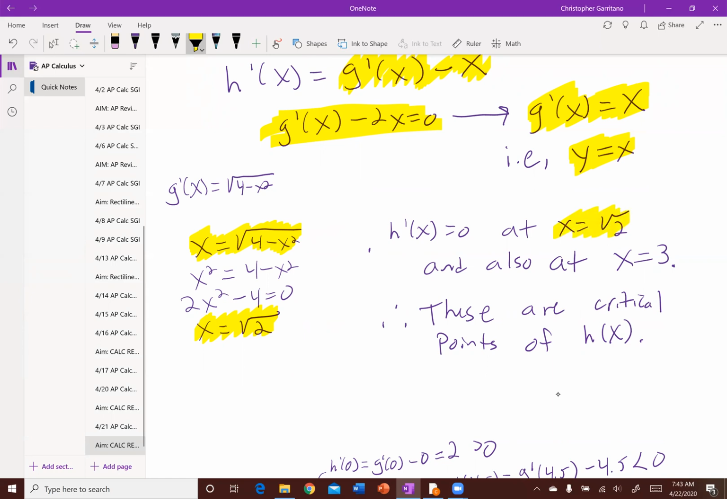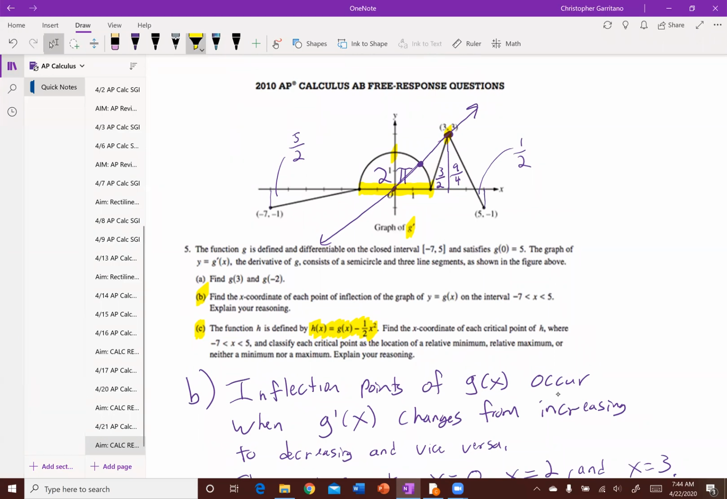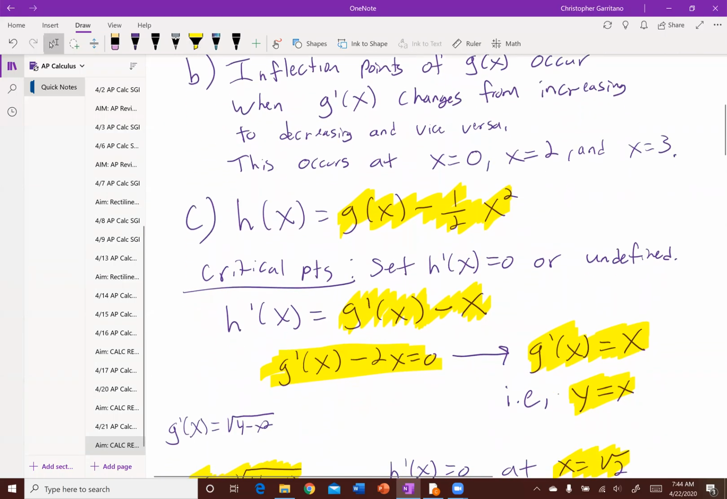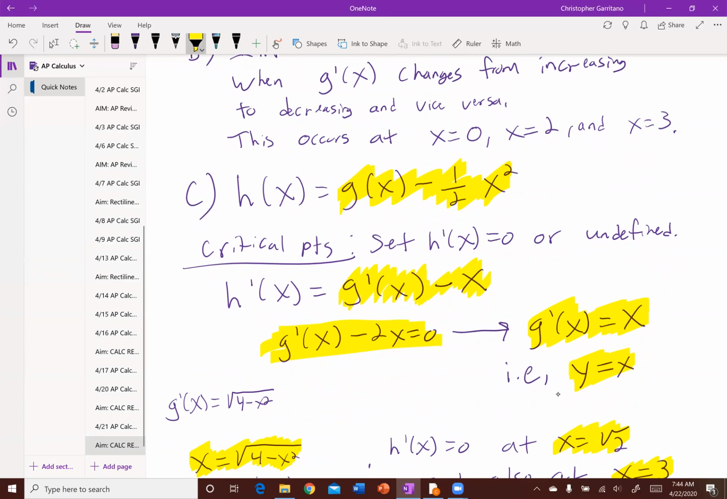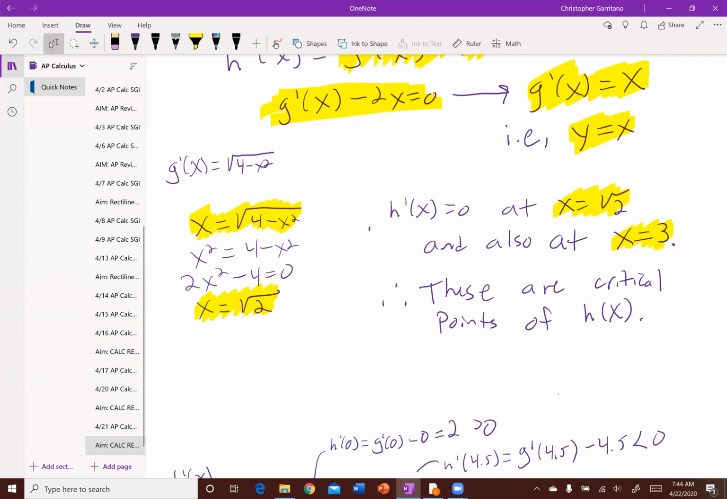As you can see here, h prime of x equals 0 at x equals radical 2 and x equals 3. Now, I didn't mention this, but we do also have to check to see if h prime can be undefined. And on this interval, h prime of x is not going to be undefined because, as you can see, first of all, g prime is continuous, right? There's a value of g prime for all points along the interval. So g prime of x can never be undefined on this interval, and, well, neither can x be undefined on this interval. And so h prime of x, as a result, can't be undefined. So we only have these two critical points, x equals radical 2 and x equals 3.